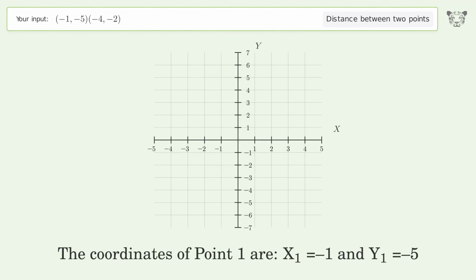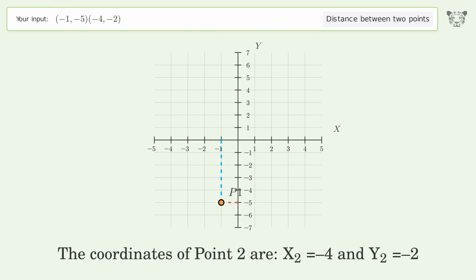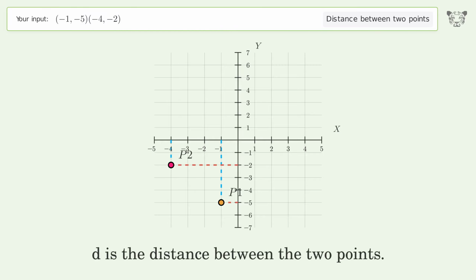The coordinates of point 1 are x1 equals -1 and y1 equals -5. The coordinates of point 2 are x2 equals -4 and y2 equals -2. D is the distance between the 2 points.